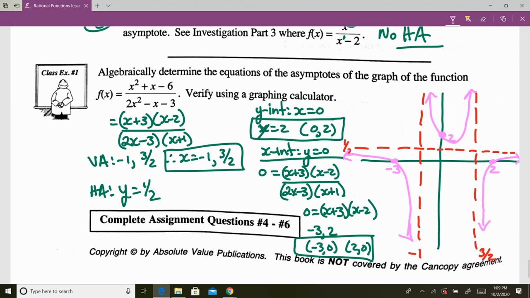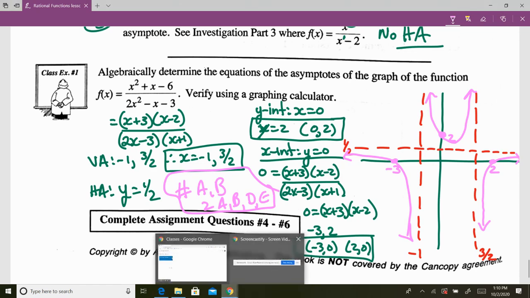Is that okay? Mark your vertical asymptotes. Mark your horizontal asymptotes. Mark your x and y intercepts. Sketch the graph. All I want you to do is number 1, A and B, 2, A, B, D, and E is the tricky one. I've got the key in the sketch of the graphs. All I'm asking you to do is sketch the graphs. That's it. Okay?